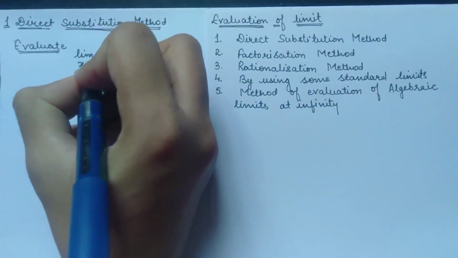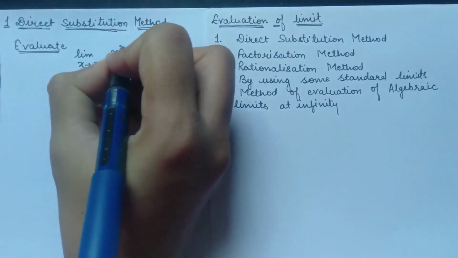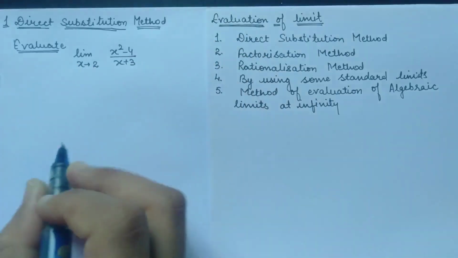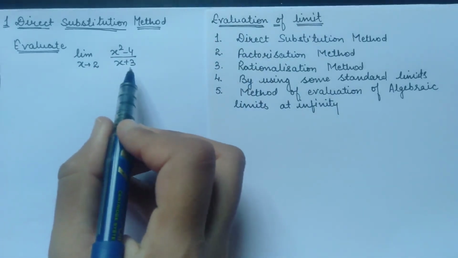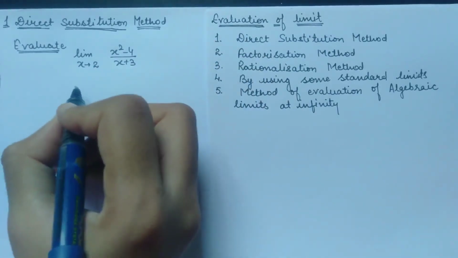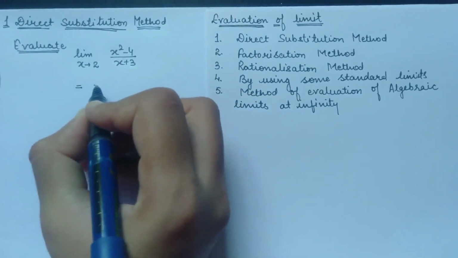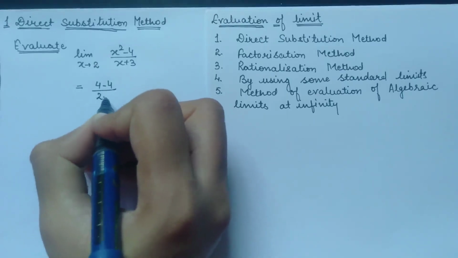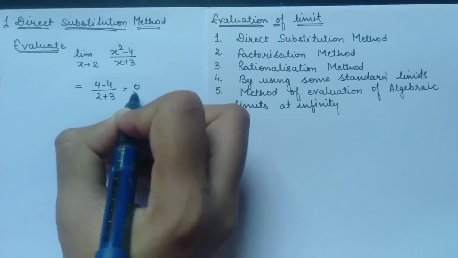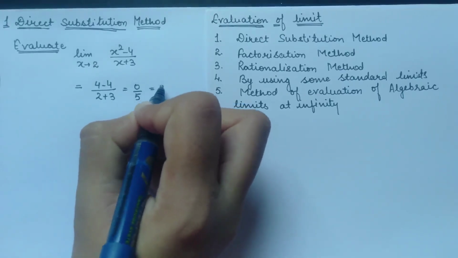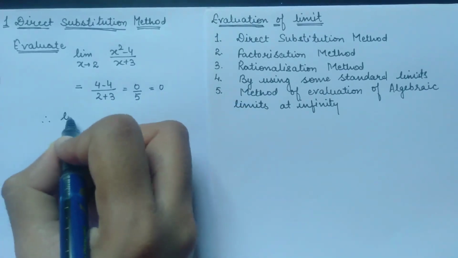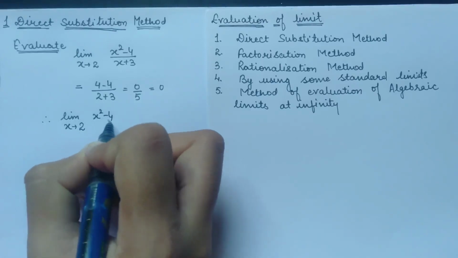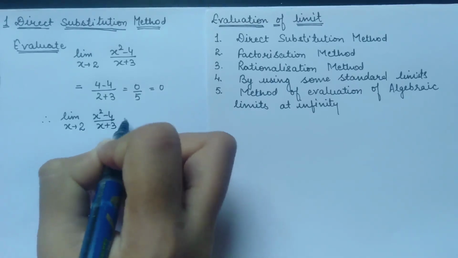Limit x tends to 2, (x square minus 4) divided by (x plus 3). Here we will directly substitute 2 in the position of x. Therefore it will become (4 minus 4) divided by (2 plus 3), which is 0 divided by 5, and hence 0. Therefore limit x tends to 2, (x square minus 4) divided by (x plus 3) is 0.